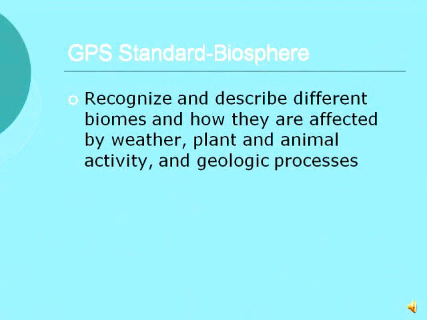What we were able to do with this GPS standard is, even though it says recognize and describe different biomes and how they're affected by the weather, plant, and animal activity and the geologic processes, even though we didn't talk about the specific biomes, we did talk about how the earth specifically is affected by weather, plant and animal activity, such as the different cycles like the nitrogen cycle and the oxygen cycle, how photosynthesis takes that carbon dioxide and switches it into oxygen, and then the geologic processes, how the different types of weather like rain and such will actually contribute to the weathering process of rocks and soil. So we did talk about all of the three different types, but instead of doing it just for specific biomes, we did it as the earth as a whole.